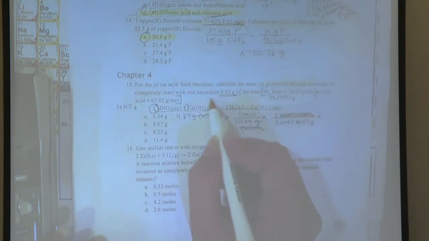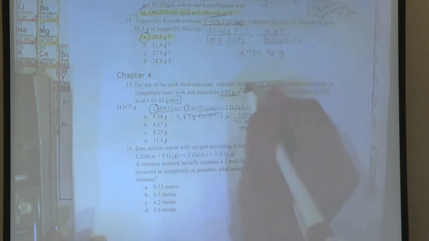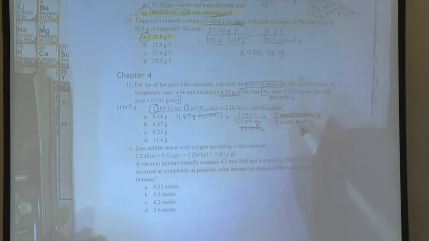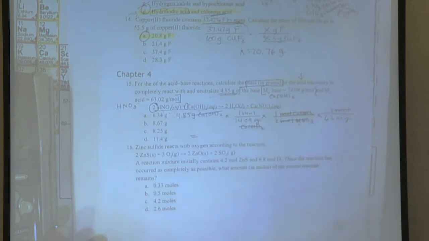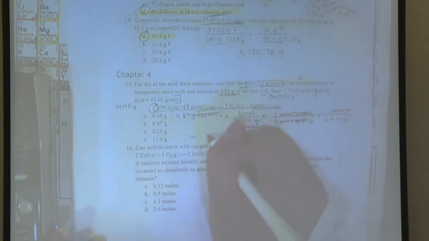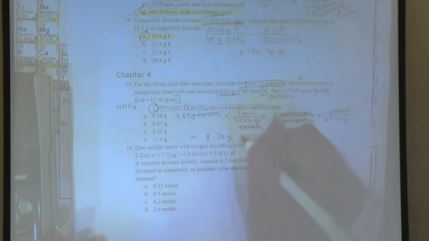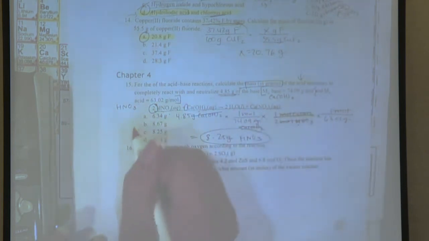grams, calculate the mass in grams of the acid, right? So now that we have the number of moles of acid, we're going to say for every 1 mole of acid, we have 63.02 grams, which we can cancel out here. So now once we do our math, we should get 8.25 grams HNO3, which is right here.